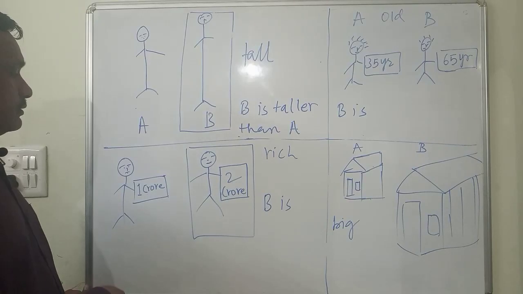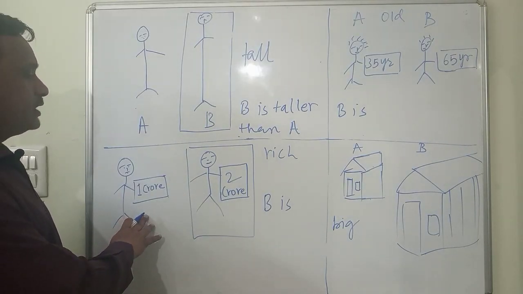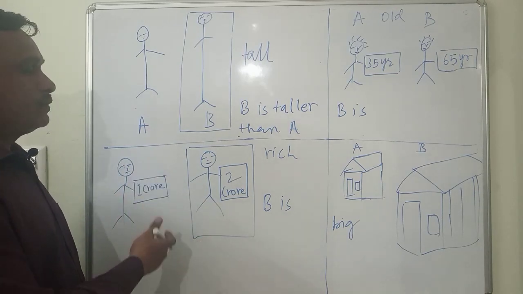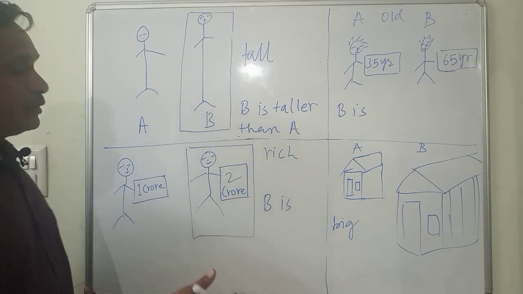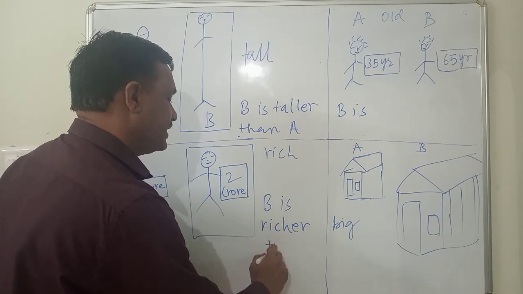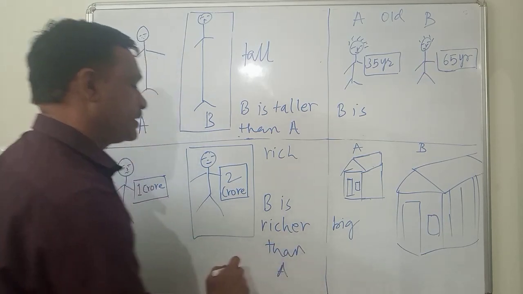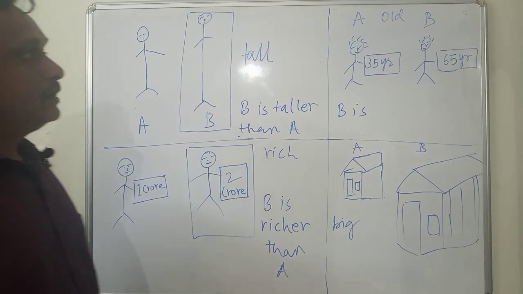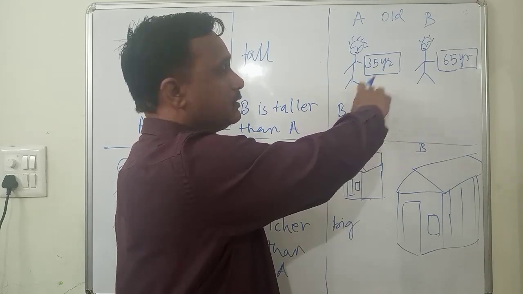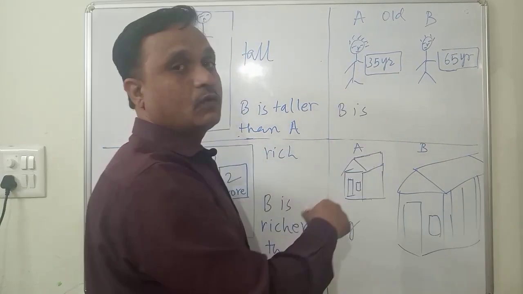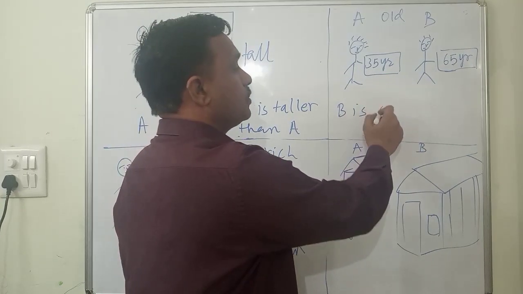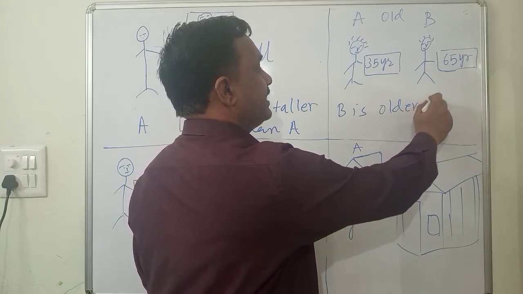In the next example, richness. A has 1 crore and B has 2 crores. So now you can ask me how rich B is. So I will tell you B is richer than A. In this case, how old B is? A is 35 years old and B is 65 years old. So B is older than A.